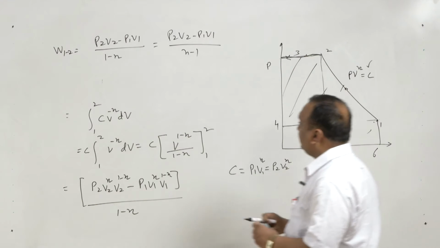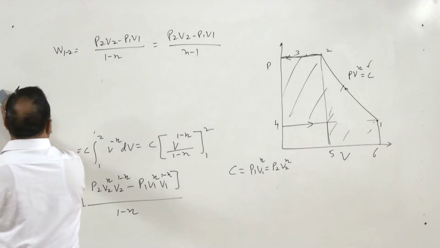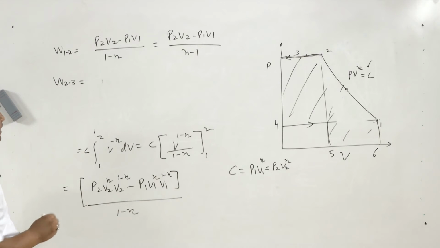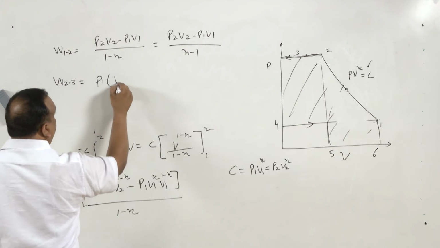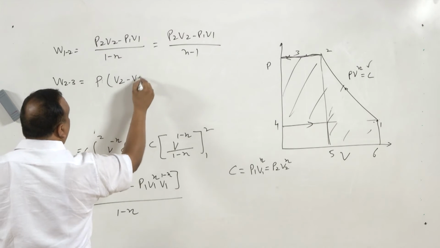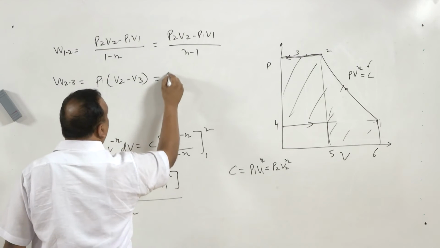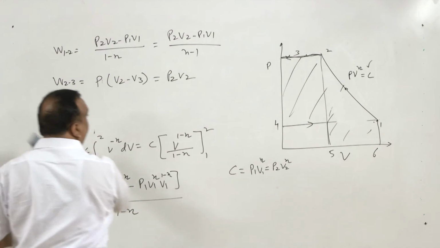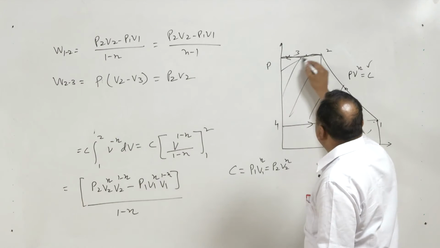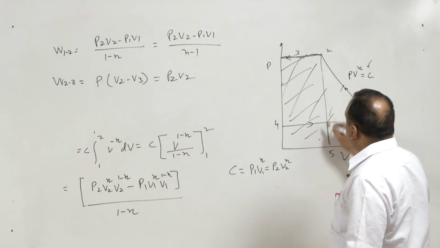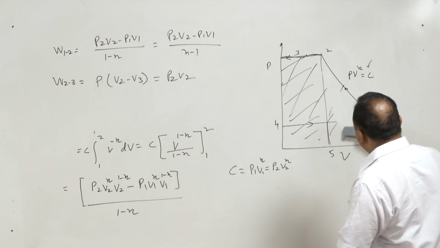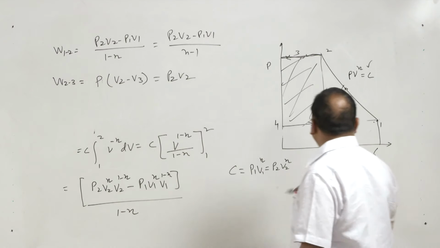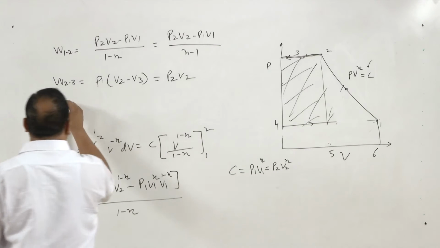For state 2 to state 3, the work is going to be P2 times V2 minus V3. Because V3 is 0, we can always write P2 V2. Now, we have area under this also. Now, total area minus this area will give the work done during compression, and this area is again P1 V1.